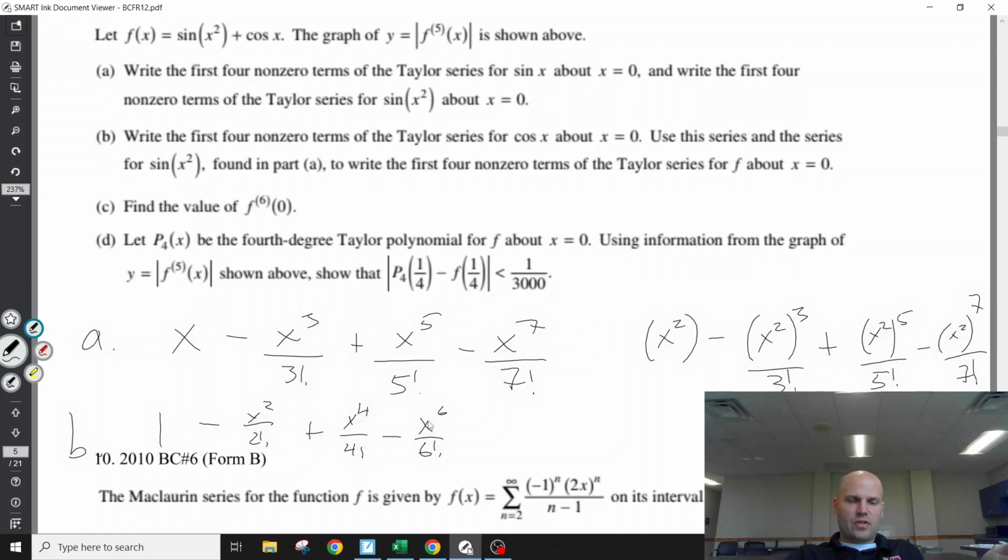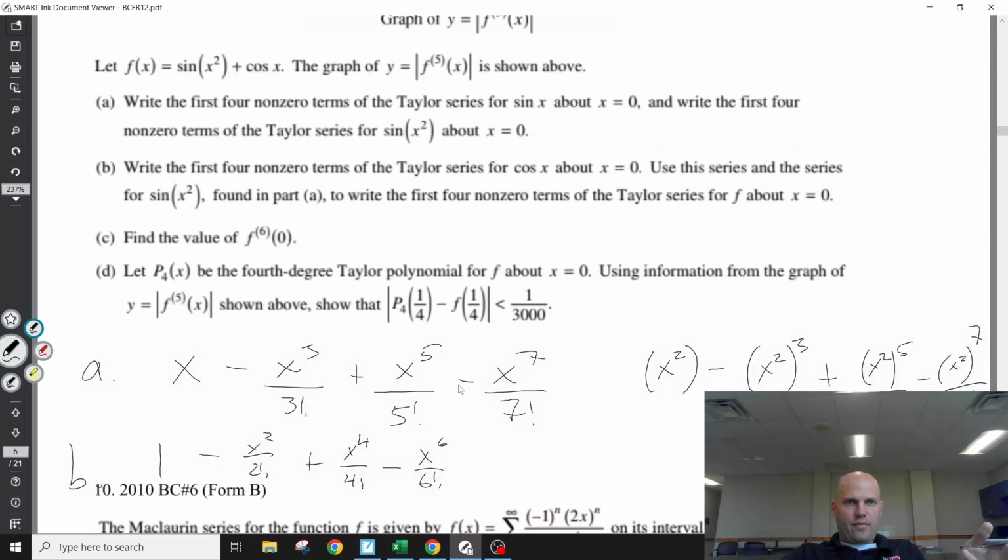Use this series and the series for sine x squared to write the series for f. Sine x squared plus cos x. Add a and b together. Here we go. I got a 1. I got minus x squared over 2 factorial, and I got an x squared. So that's adding a 1. So this is a half. I think they want us to do a simplification here. I have minus half and I have 1, so I'll have positive a half x squareds.